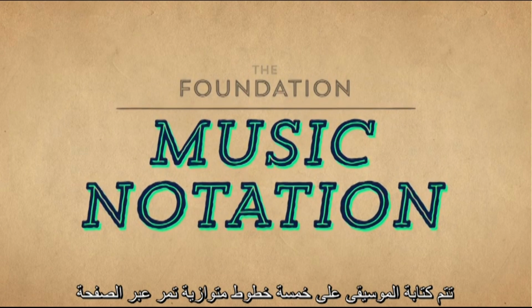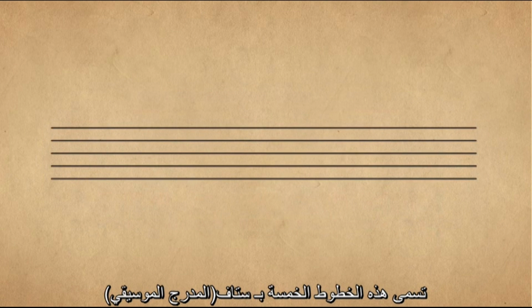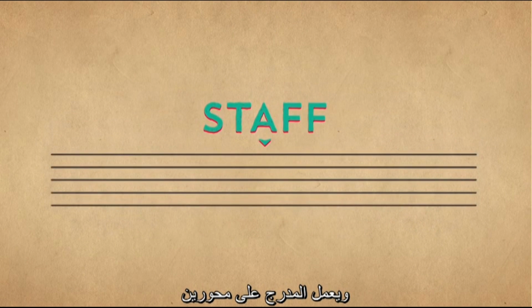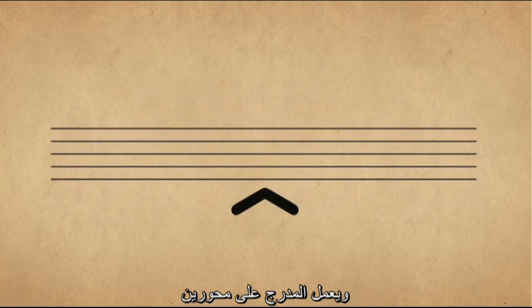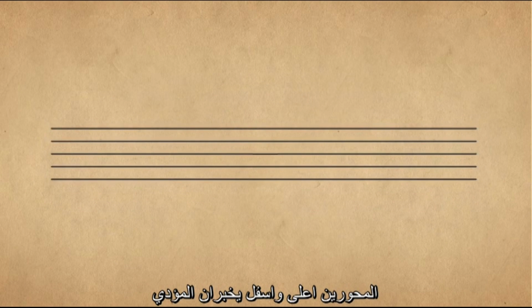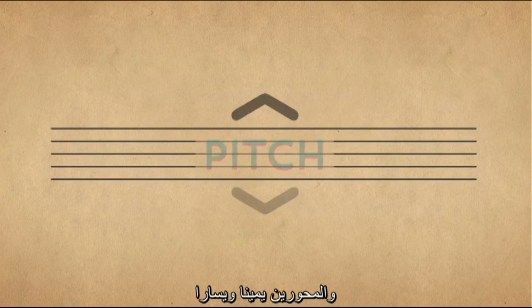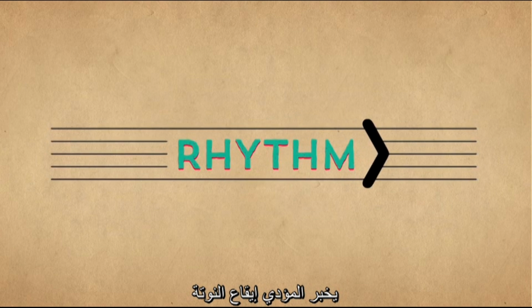Music is written on 5 parallel lines that go across the page. These 5 lines are called a staff, and a staff operates on 2 axes, up and down and left to right. The up and down axis tells the performer the pitch of the note, or what note to play, and the left to right axis tells the performer the rhythm of the note, or when to play it.